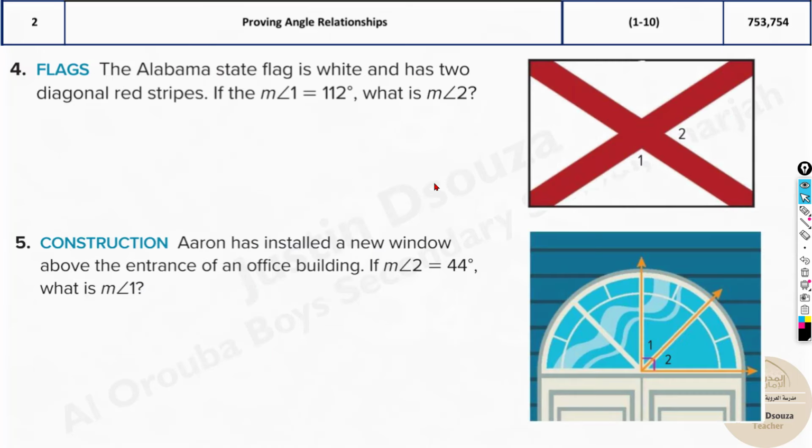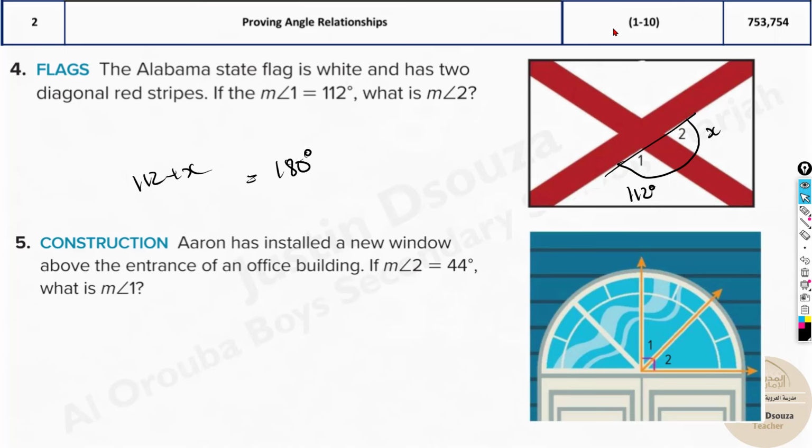Here, again, we have some interesting problem. The Alabama state flag is white and has two diagonal red strips. If the measure of angle 1 is 112, what is this angle? Now looking at this, they are supplementary or a linear pair, you can say, because when you add them up, they must be 180 degrees. So you know measure of angle 1 is 112. So how much is this? Total is 180. When you add the other two over here, 112 plus x, it will be 180. So you can just put this entirely in the calculator, or take 112 to the other side. It will be 180 minus 112 is equal to this.